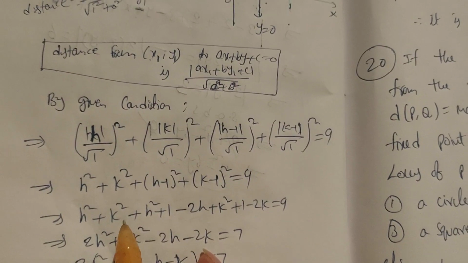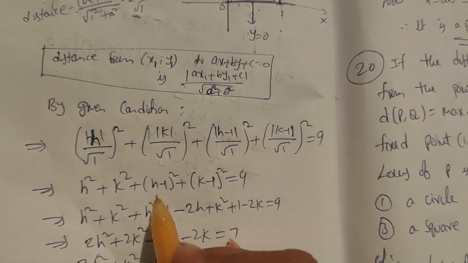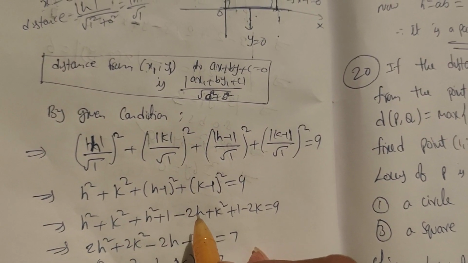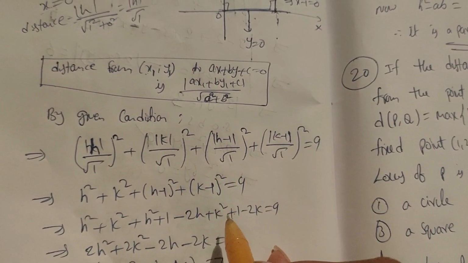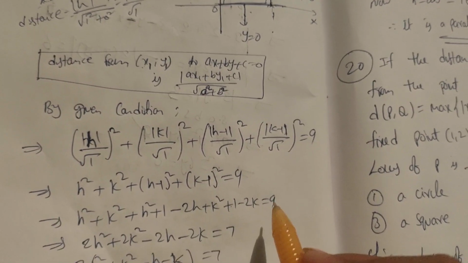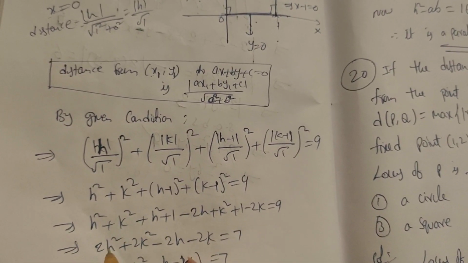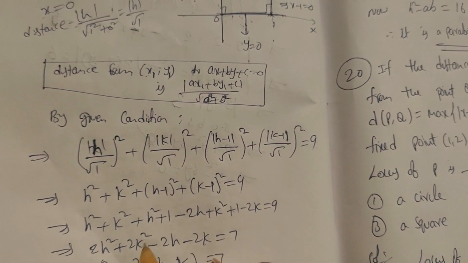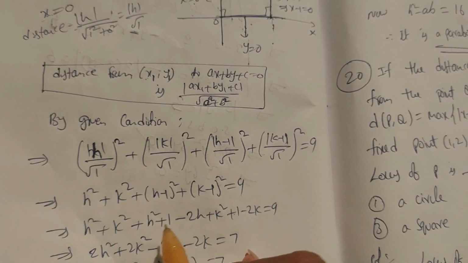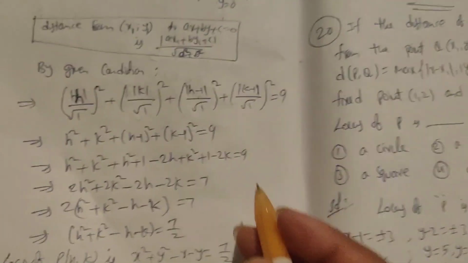So this implies h square plus k square plus h square plus 1 minus 2h, (a minus b) whole square is a square plus b square minus 2ab, 2 into 1 into h, minus 2h, plus k square plus 1 minus 2 into 1 into k, that is minus 2k, is equal to 9. Here you have 2 times k squares, 2 times h squares. So 2h square plus 2k square minus 2h minus 2k is equal to 1 plus 1, transpose that side, then 9 minus 2 is equal to 7.